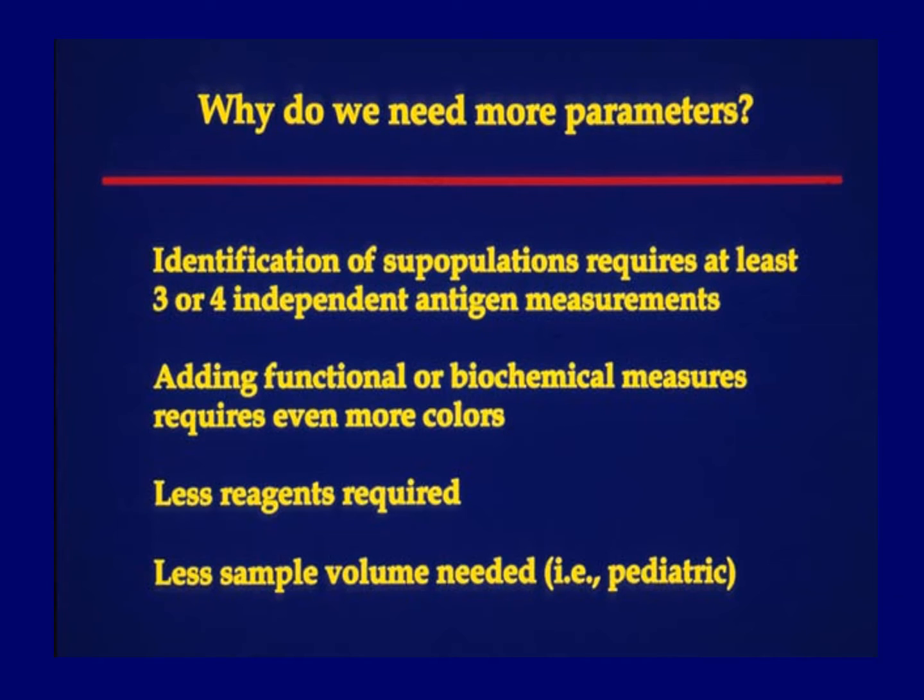There it is. So you're probably all wondering, why do we need so many parameters, so many colors? Well, here's a partial example that to identify subpopulations requires at least 3 or 4 different, independent antigen measurements. Then looking at cytokines or beta-galactosidase, or glutathione, other things which we're going to come up with shortly in our slides, requires even more colors. And it's a great advantage to have multiple parameter sorters and analyzers, because fewer reagents are required. You can do it all in one tube, so less sample volume is needed.